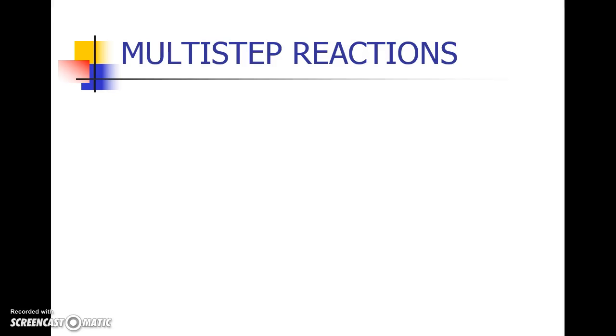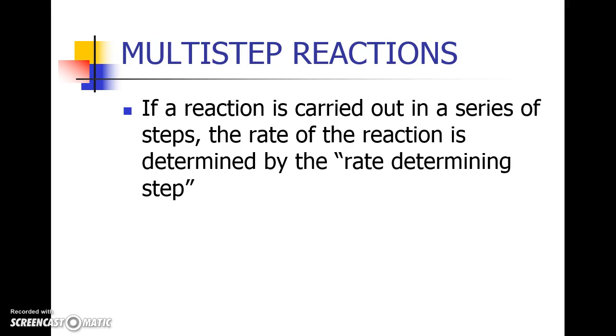So to look at a multi-step reaction, a reaction is carried out in a series of steps, and the rate of the reaction is determined by what's called the rate determining step. It's the slowest step in the whole process. An analogy that I like to use is, let's say that our class is an assembly line, and we are putting together a toy, or a manufacturing line, and each person has a job, and their job takes 1 minute to do. So one person puts on the steering wheel, that takes 1 minute.